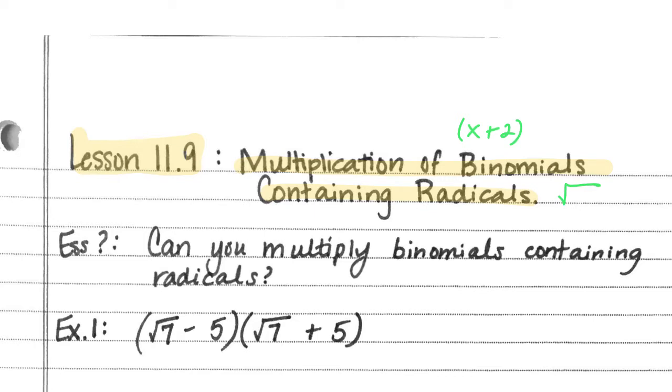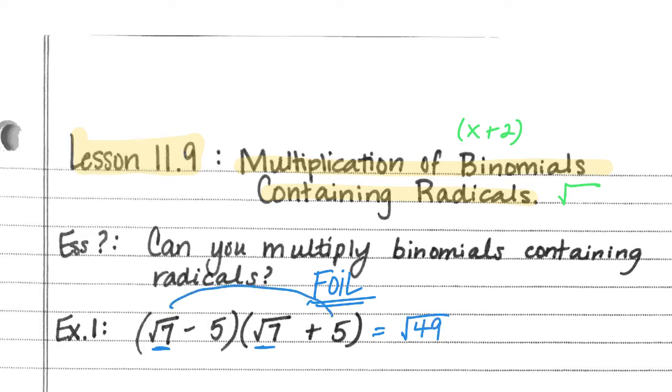Our essential question asks us just that. Can you multiply binomials containing radicals? So remember, we do have to FOIL. That is a number one issue with Algebra 1. Please make sure you take first terms, outer, inner, last. So I get the square root of 49. We'll deal with that in a minute.